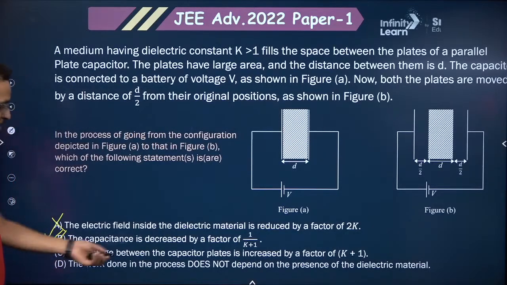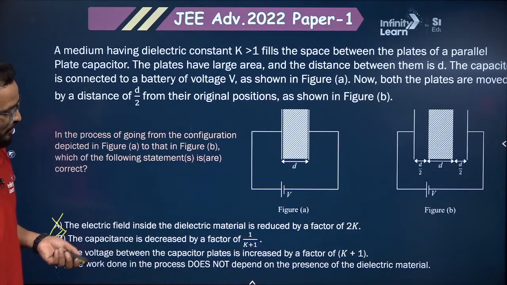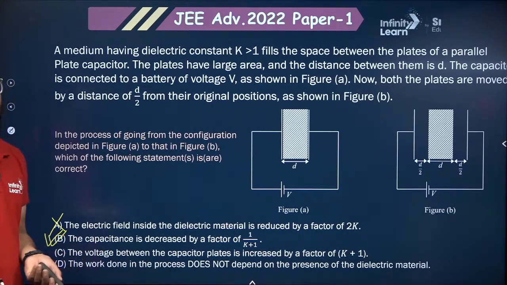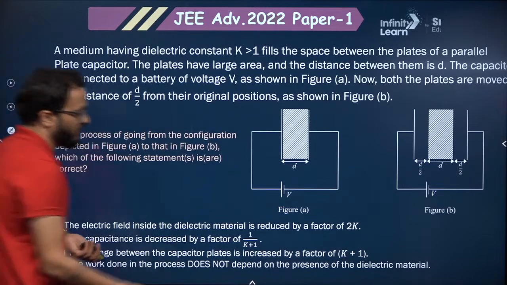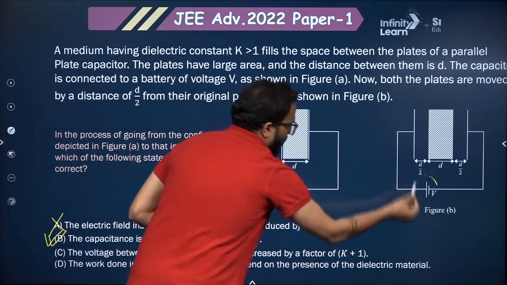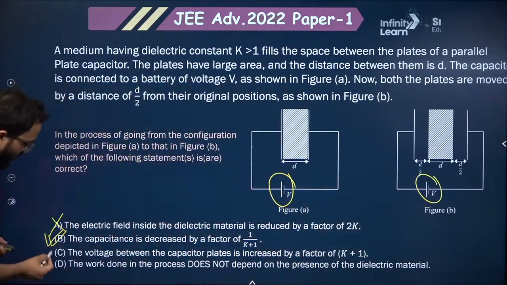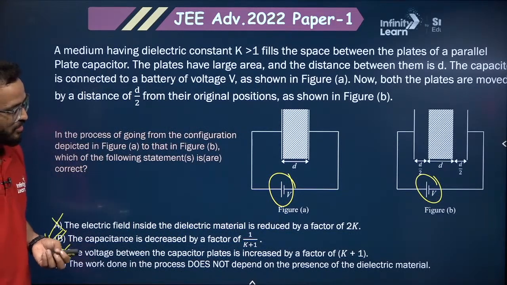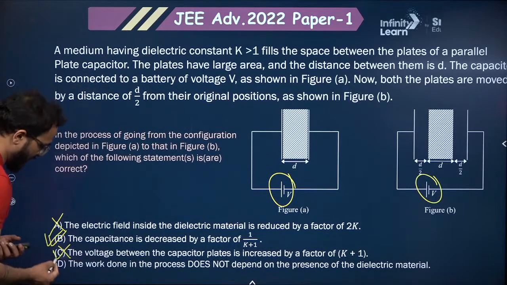Right, now the voltage between the capacitors is increased by a factor of K plus 1. See, voltage is going to remain constant here. There will be no difference in the voltage because this source is providing the voltage here. Wrong. Now the work done in the process does not depend on the presence of dielectric material. Why is it wrong?